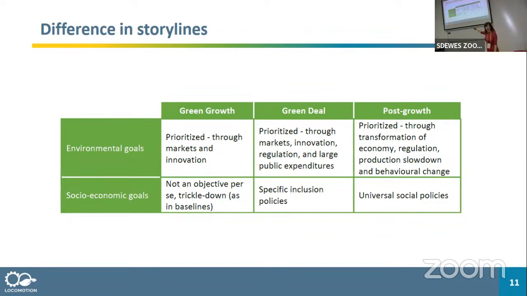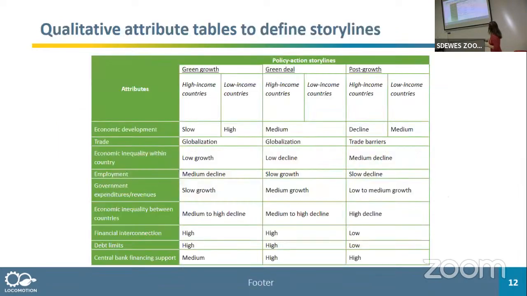Socioeconomic goals, as far as they are concerned, we said that in green growth, we will assume that they are not an objective per se, but trickle down. In Green Deal, we have some specific socioeconomic policies included, and in post-growth, this socioeconomic dimension is stronger, and we have universal social policies included in this storyline. This is another way how we try to explain, to articulate our storylines through identification of qualitative attributes.